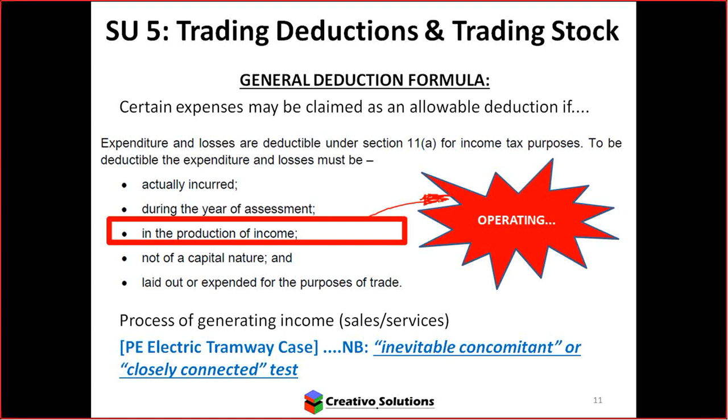So let's say, in production of income, you're going to take photographs of a model. Yes, sir. Okay, but now you're going to have to buy the clothing for the model as well. Yes, sir. Would SARS be willing for you to claim the clothing that you would have bought?